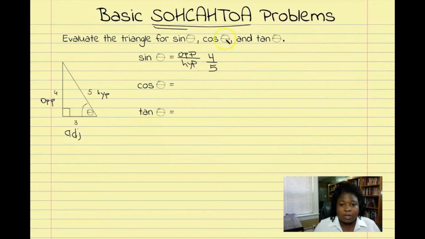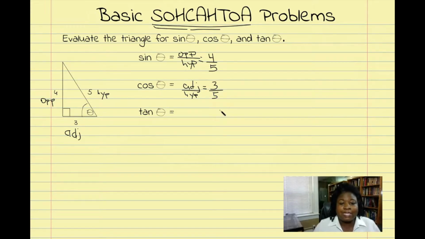For cosine theta, we look at SOHCAHTOA. CAH. Cosine is adjacent over hypotenuse. So you can make a little note here. Adjacent over hypotenuse. That is some really great handwriting. And we look at our adjacent side, that is 3, over our hypotenuse, which is 5. Then the cosine of theta is 3/5.